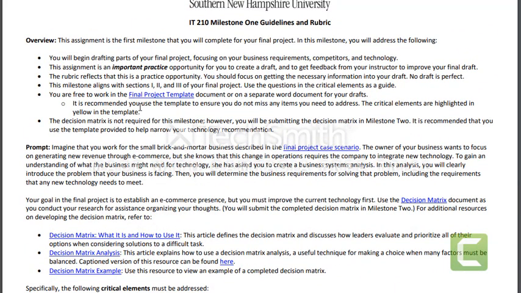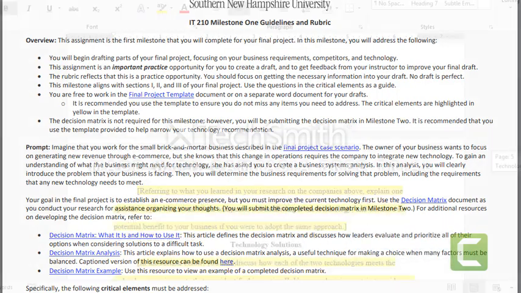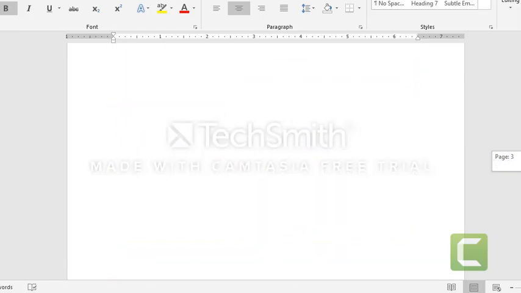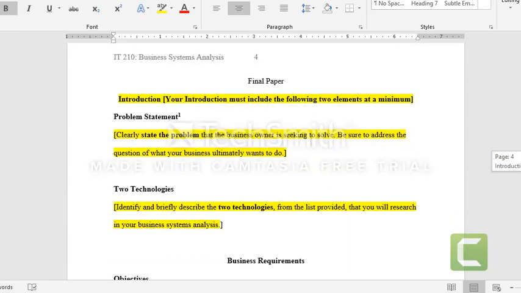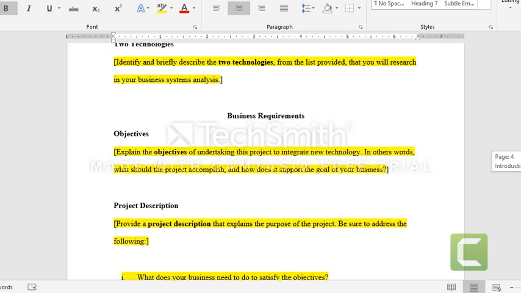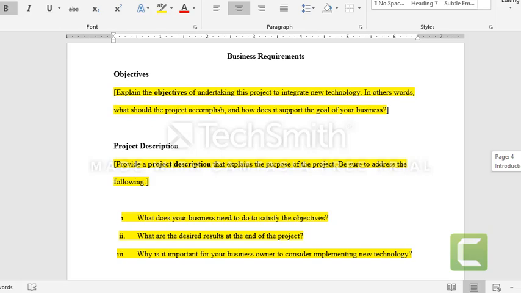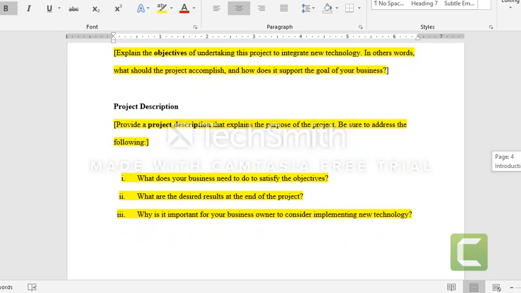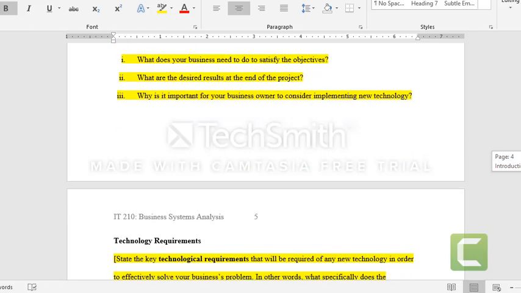Way up top here, you have this link to this final project template. It says it's recommended you use this template to ensure you do not miss any items you need to address. I would say you absolutely need to use this template. It's just a huge resource. So it's going to bring you to this document, and you're going to see that absolutely everything that you need to answer and provide in your project is here highlighted for you. I mean, it is just placed right in front of you, and all you have to do is go section by section. If you answer the questions in the highlighted areas of this, you are not going to miss anything.